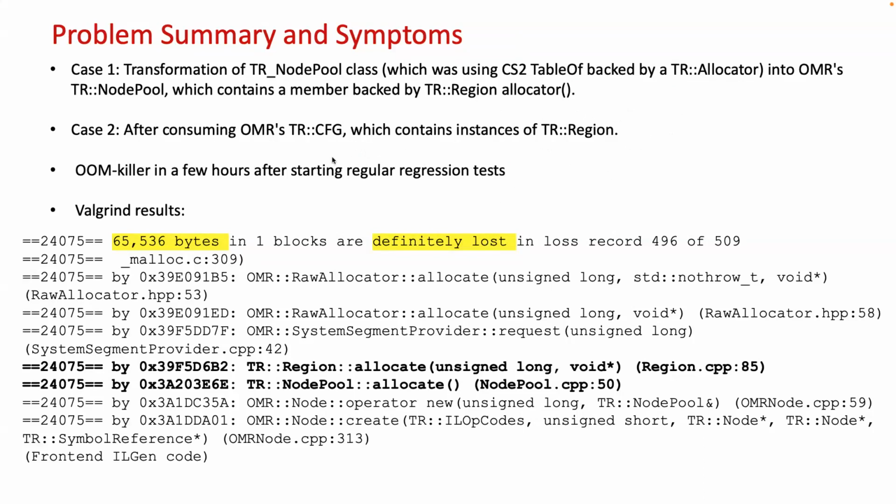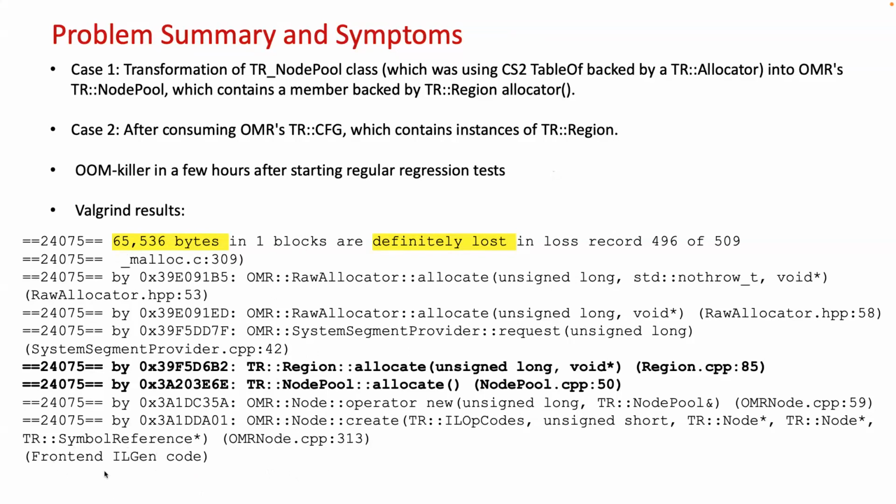What we encountered was that after replacing the NodePool and starting our regular regression tests, within a few hours we were encountering out of memory related crashes. So we started investigating this and ran some small unit tests under Valgrind. What we have here is a stack trace from Valgrind that is representative of a bunch of similar stack traces that we were seeing related to the NodePool.